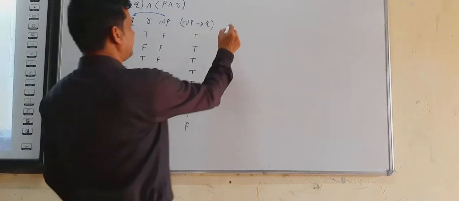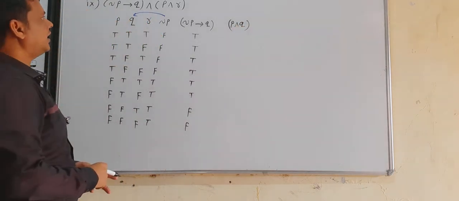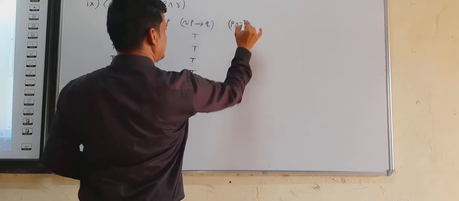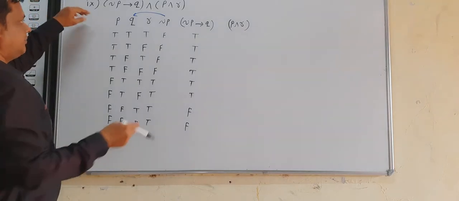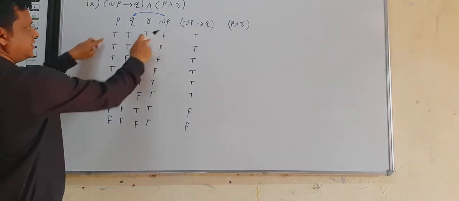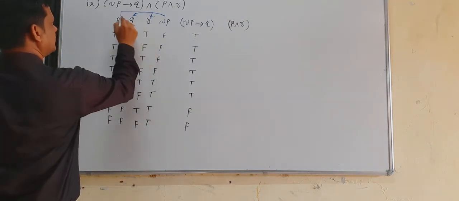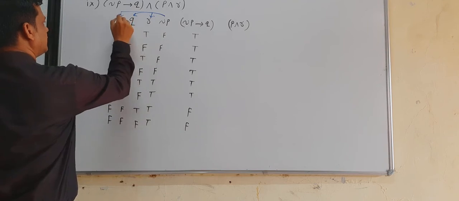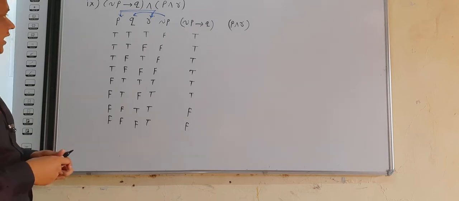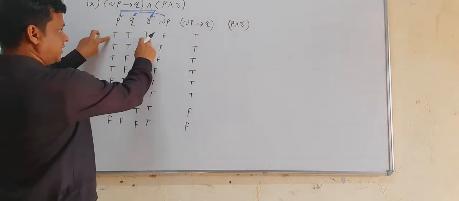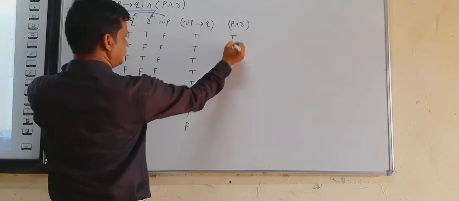Now we have to prepare a column for conjunction. Again apply the rule for conjunction. We have to take the conjunction between the statements P and R, so we have to consider these two columns. If both statements are true, then its result is true, otherwise false. Both statements are true, therefore its truth value is T.